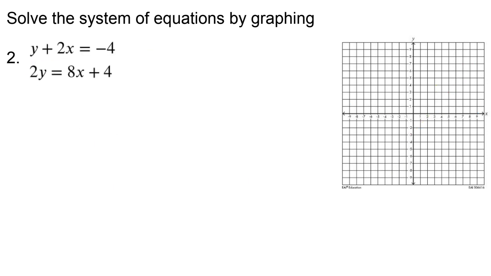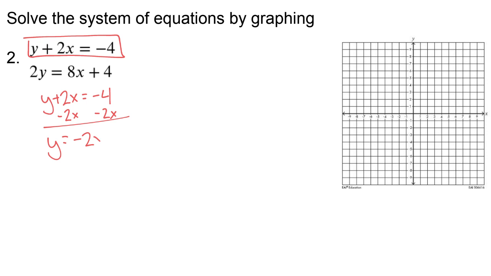Let's look at example 2. We're going to take this first equation and try and graph it. Now, unfortunately, it's not really set up in y equals mx plus b or slope-intercept form, so we need to do some moving around. Remember, we want to get y by itself, so I'm going to minus the 2x over to the other side and get y equals -2x minus 4. So that's the first line that we're going to graph.